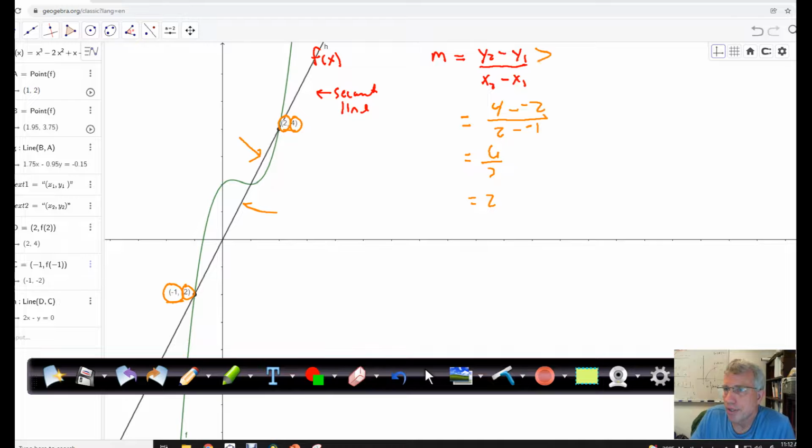But it turns out that this method for calculating the slope of the line isn't going to be useful for calculus. So in the next video, what we're going to need to do is reconceptualize how to calculate the slope of a secant line using a different technique that's going to be amenable to calculus.